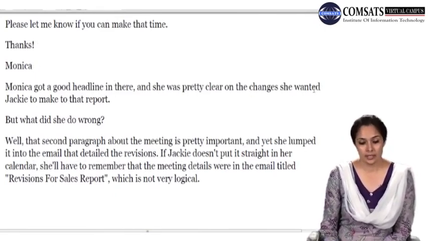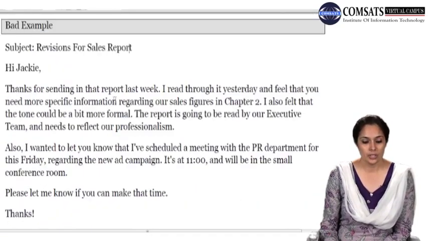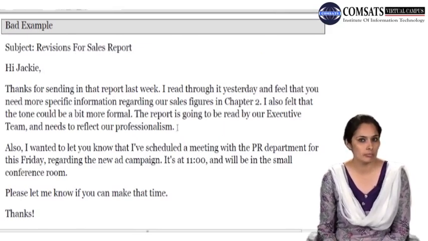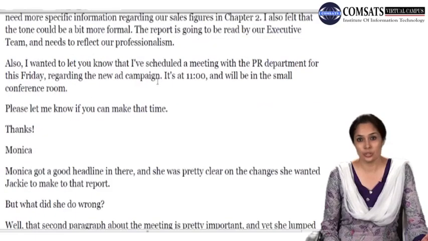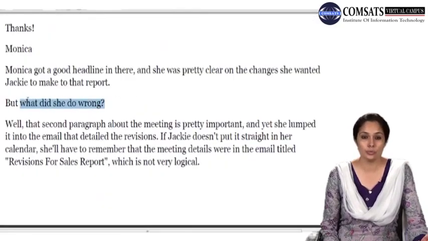Monica got a good headline in there, and she was pretty clear on the changes she wanted Jackie to make to that report. Now, Monica here, regarding the report, has been very, very precise, very correct. She wants the report to present specific information regarding sales figures in Chapter 2, and then she also needs the tone to be more formal and show their professionalism. But what did she do wrong? Kya galat kar diya hai usne?